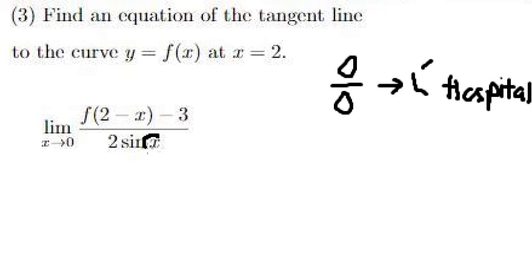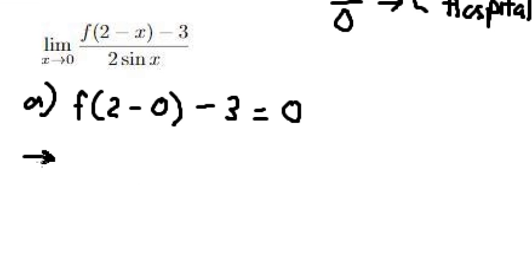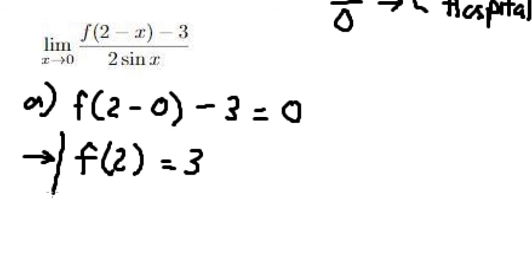That means this one is about 0. So on this one, the numerator should be equal to number 0. So for question A, we have f of number 2 minus 0 minus number 3 equals number 0, when s approaches number 0 here. So this one we have f of number 2. Negative number 3 I will put on the right, and we have positive number 3. And this is the answer for question A.